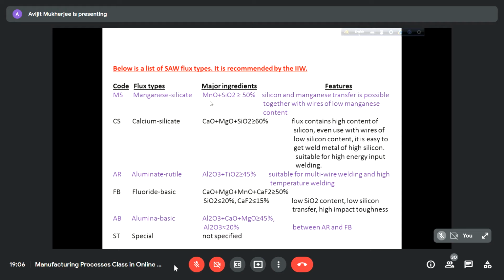So these are some descriptions, but there are many more, like calcium silicate. What are the major ingredients? Calcium oxide, magnesium oxide, silicon oxide, greater than 60%. Similarly, AR means aluminate rutile, where ingredients are Al2O3, aluminum oxide, plus titanium oxide, TiO2. FB is fluoride based: calcium oxide, magnesium oxide, manganese oxide, calcium fluoride. Or we may have silicon oxide, calcium fluoride. So not a single material, but many ingredients may be bonded together. So this is the flux. This is again a research area where several researchers are developing various fluxes using different materials in different proportions, and experimenting. Okay, so this is submerged arc welding.